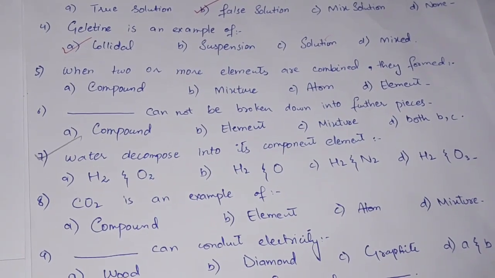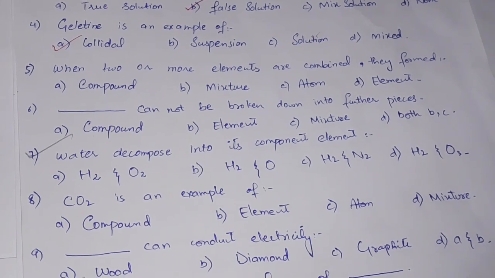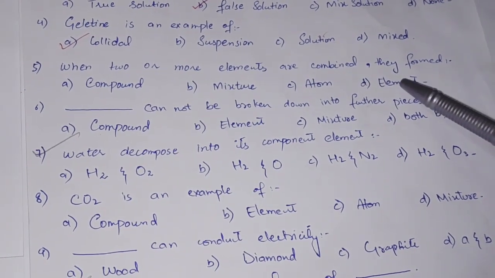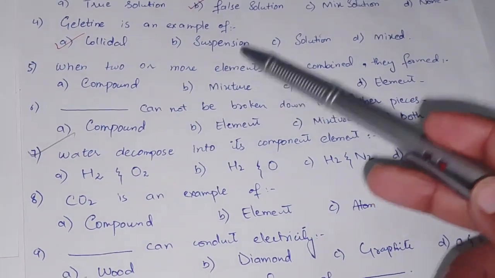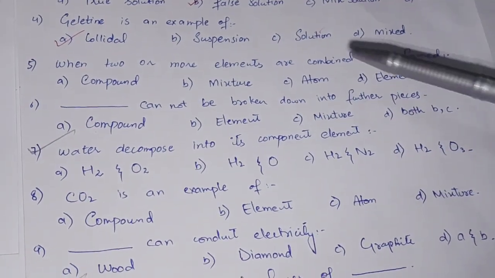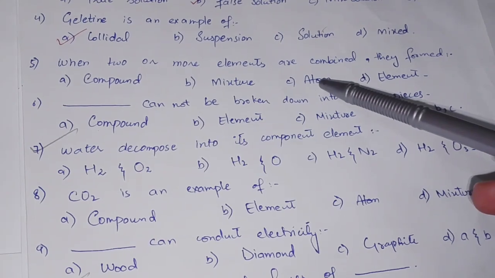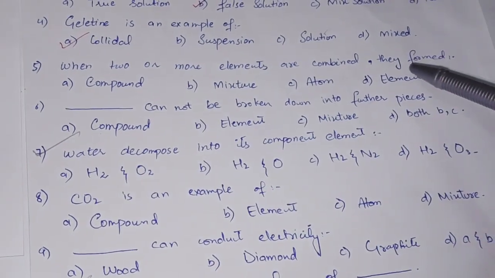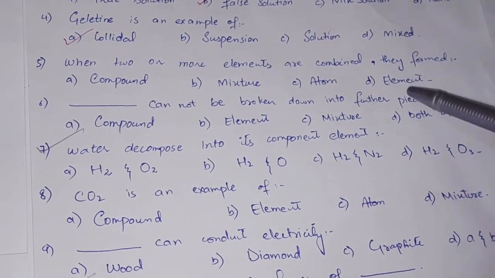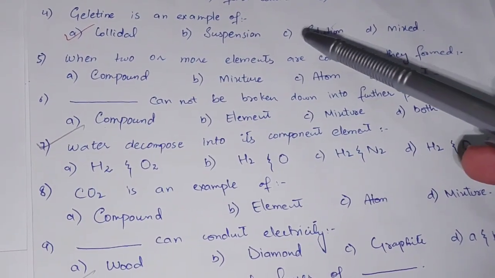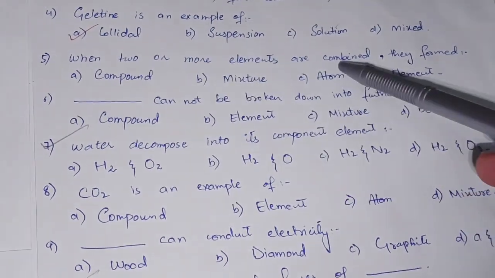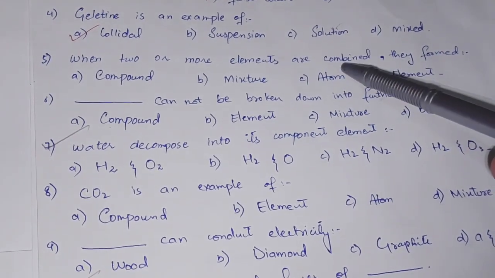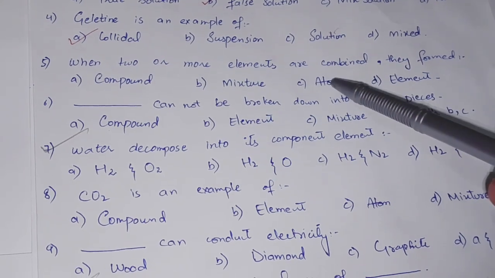When two or more elements are combined, they will form: option A compound, option B mixture, option C atom, and option D element. Here we have two or more elements, so when two or more elements are combined, they will definitely not form an element. Option D is incorrect. And when two or more elements are combined, it will not form an atom, because an element itself is made up of atoms. Option C is also incorrect.